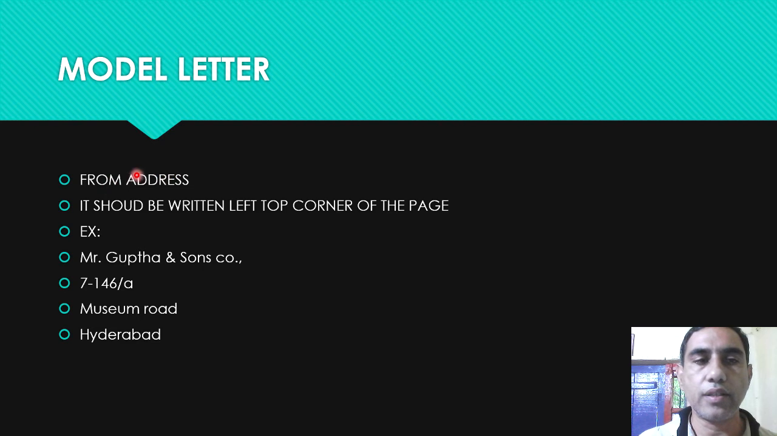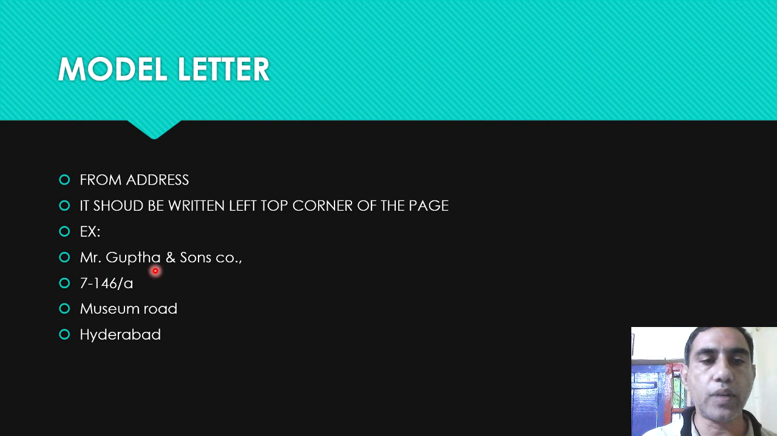Foremost, the from address. It should be written at the left top corner of the page. Suppose you think this is a page. On this page, you have to write it in the left corner. This is the left side, this is the right side. Suppose the page starts from here. We have to write the from address here in block format.